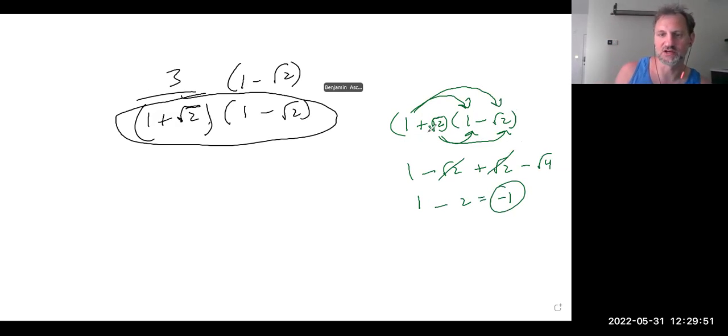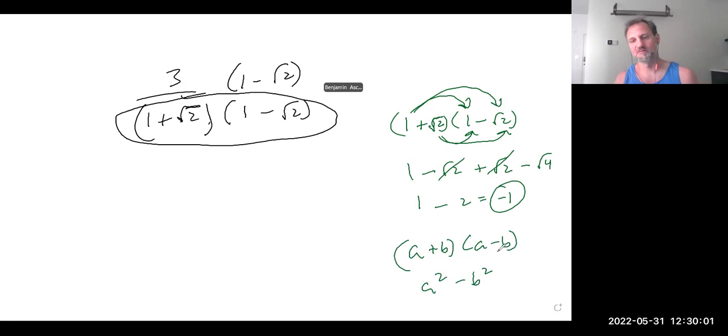What I'm making use of here is the difference of squares, where if I multiply a plus b times a minus b, I end up with a squared minus b squared. You can FOIL that out and show yourself why that works. So if I have a radical that I want to get rid of, but it's trapped with addition or subtraction and a whole number, then I can get rid of it by multiplying by what's called the conjugate.